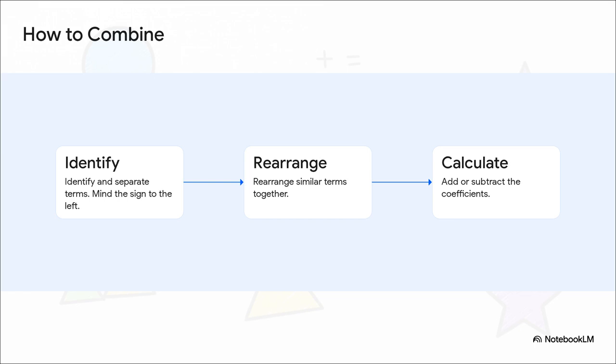This is incredibly important. When you add or subtract those numbers in front, the variable part stays exactly the same. You don't change the letters and you never change the exponents during this step.